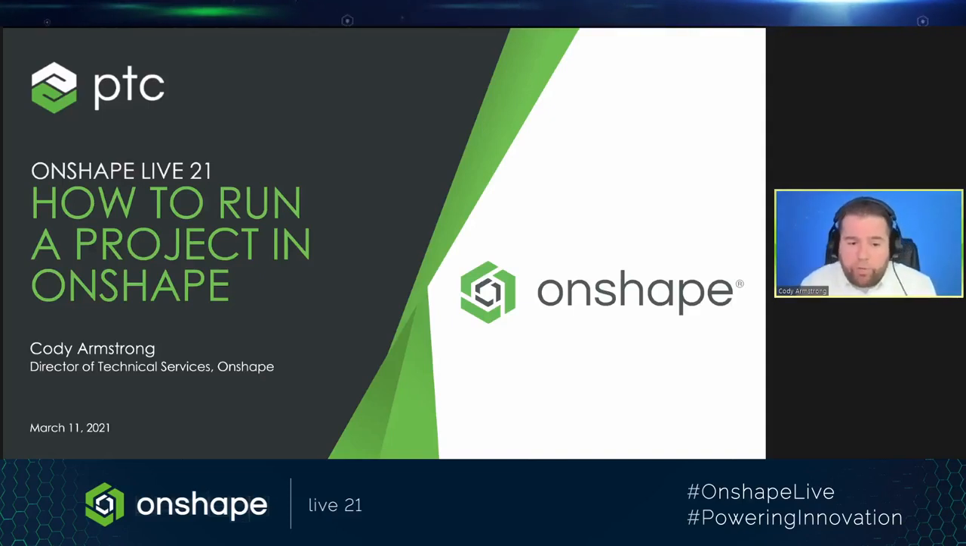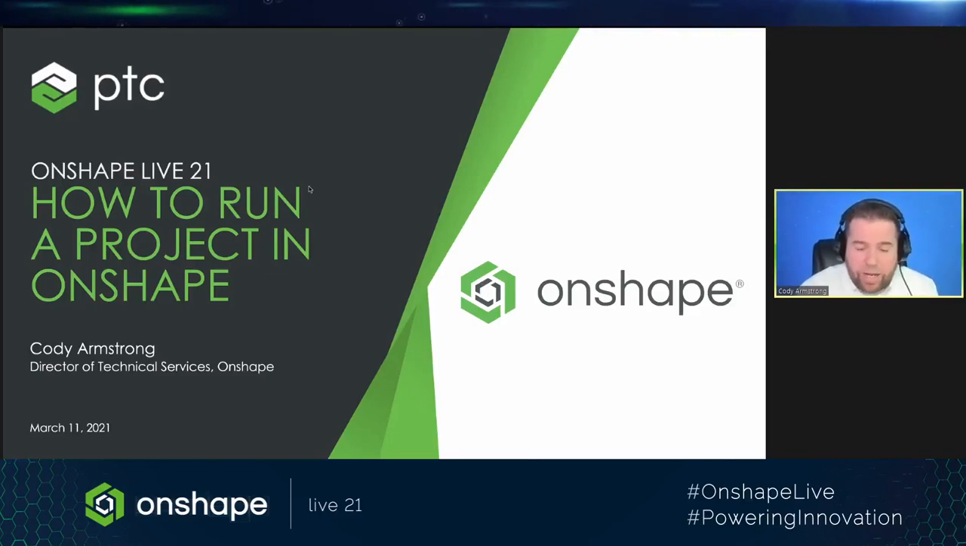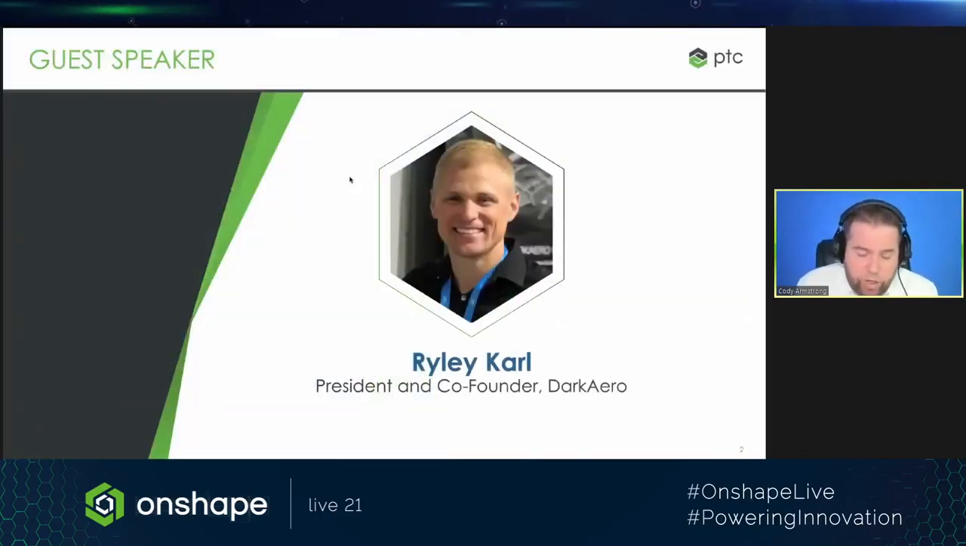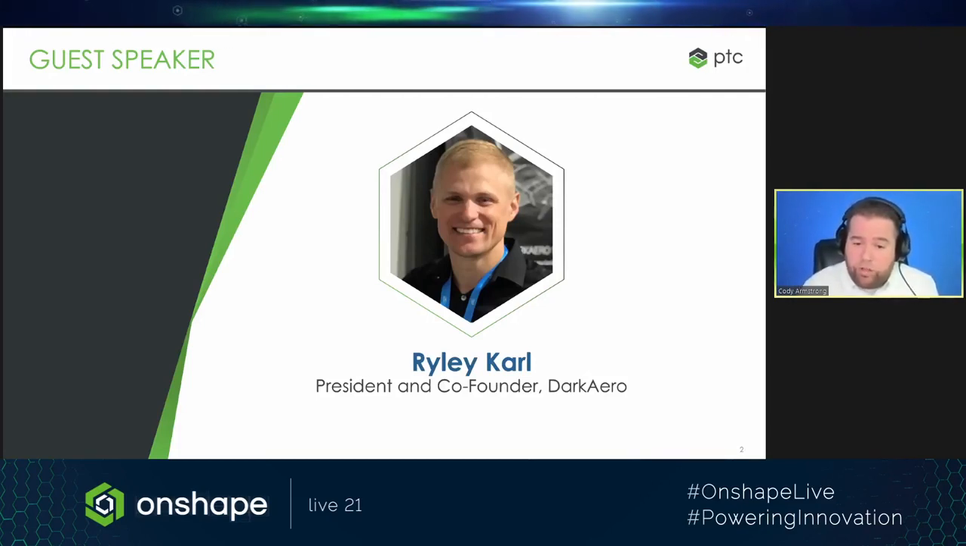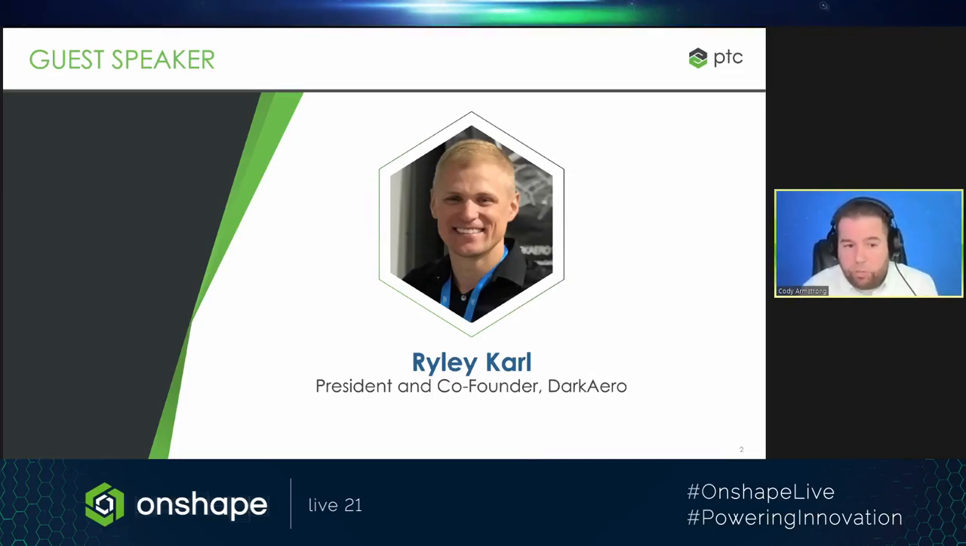Now, we're also very fortunate in this presentation to be joined by Ryley Karl. Ryley is the president and co-founder of Dark Arrow. Dark Arrow is a very neat company building the product Dark Arrow 1, the fastest, longest range kit aircraft that you can build in your garage. So really neat company, really neat product, and we're very fortunate to be joined by the president, who's going to go through some of the processes that Dark Arrow uses in terms of using Onshape to build some of the projects around the Dark Arrow 1. So really exciting customer presenter who's going to be joining me in the second half of this presentation.